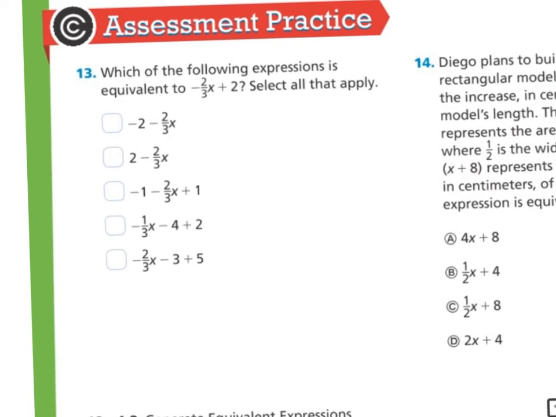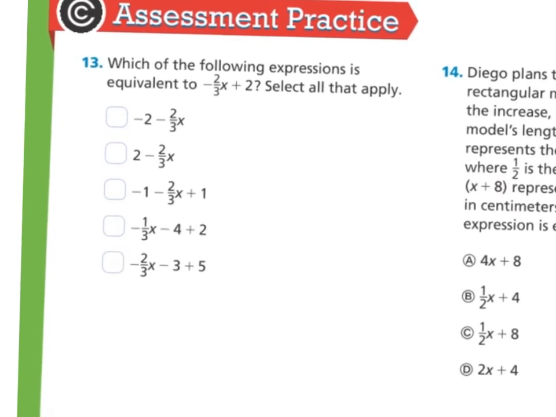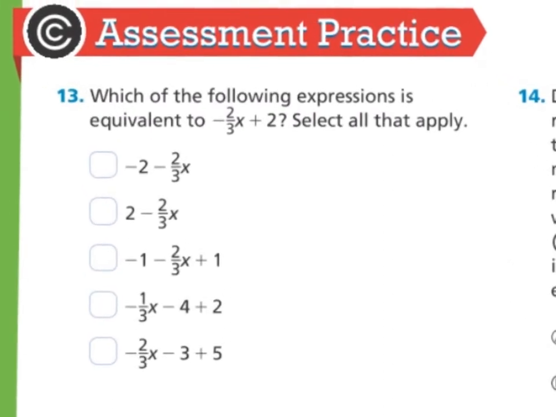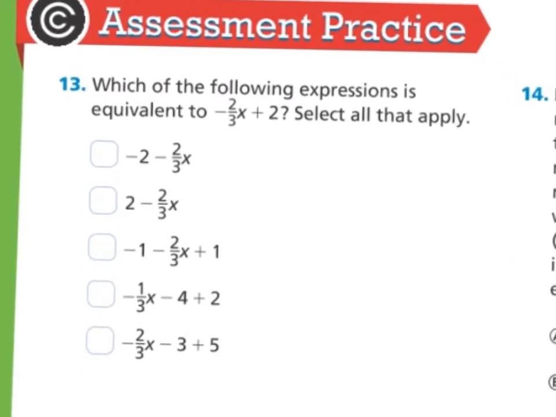Number 13, they're asking which of the following expressions is equivalent to negative 2/3 x plus 2. Select all that apply. This time, the negative 2/3 x plus 2 is already simplified. Nothing to do there. It's kind of backwards. Several of our options in this case, we can do some stuff to simplify them, combining like terms and things like that. So we'll want to do that and then see which of these answers are going to be equivalent.